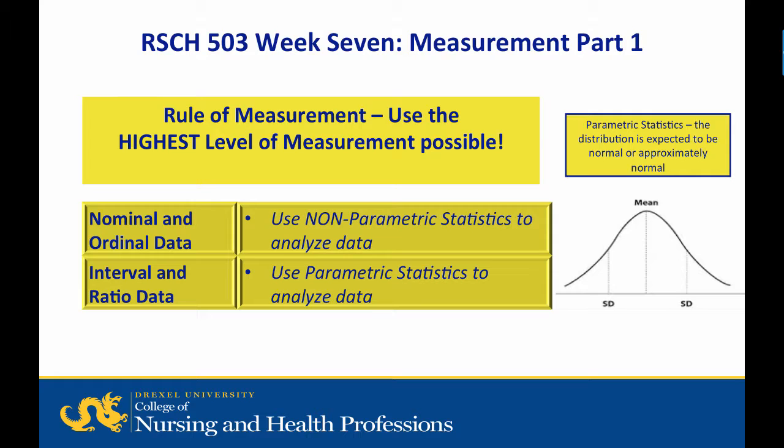Investigators strive to use the highest level of measurement possible in their research studies. Mathematical operations are limited in the lower levels of measurement. Non-parametric statistical analyses are employed with nominal and ordinal data. Parametric statistics can be used for interval and ratio data. With parametric statistics, the distribution of data is expected to be normal or approximately normal.